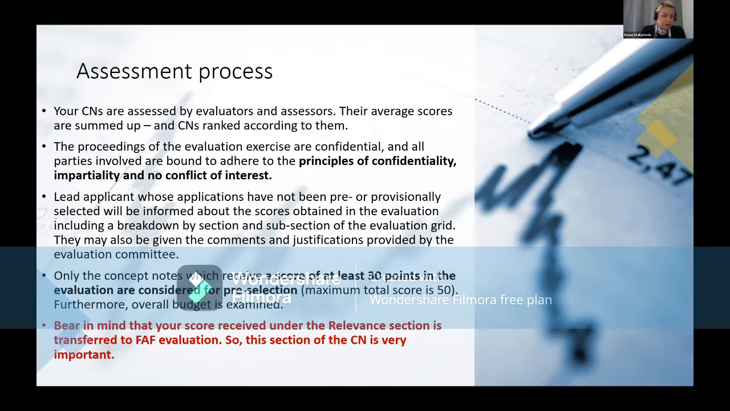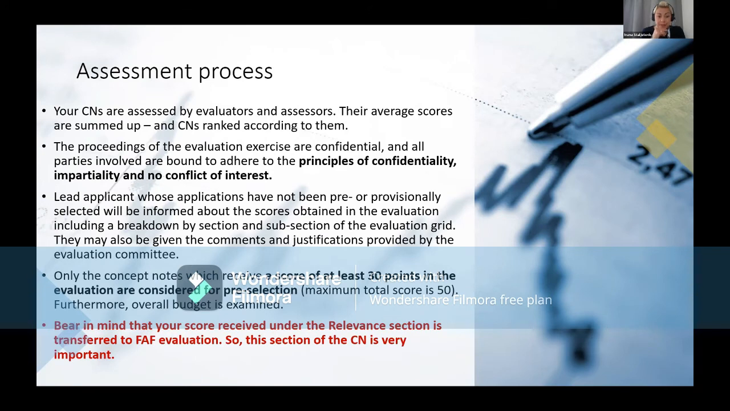So in order to have the opportunity to be selected for the second stage, you need to receive a score of at least 30 points in the evaluation. The maximum total score for the concept note is 50, with 25 points per section: 25 points for the description of the action and 25 points for the relevance of the action. You will see later the distribution of these points to subsections.